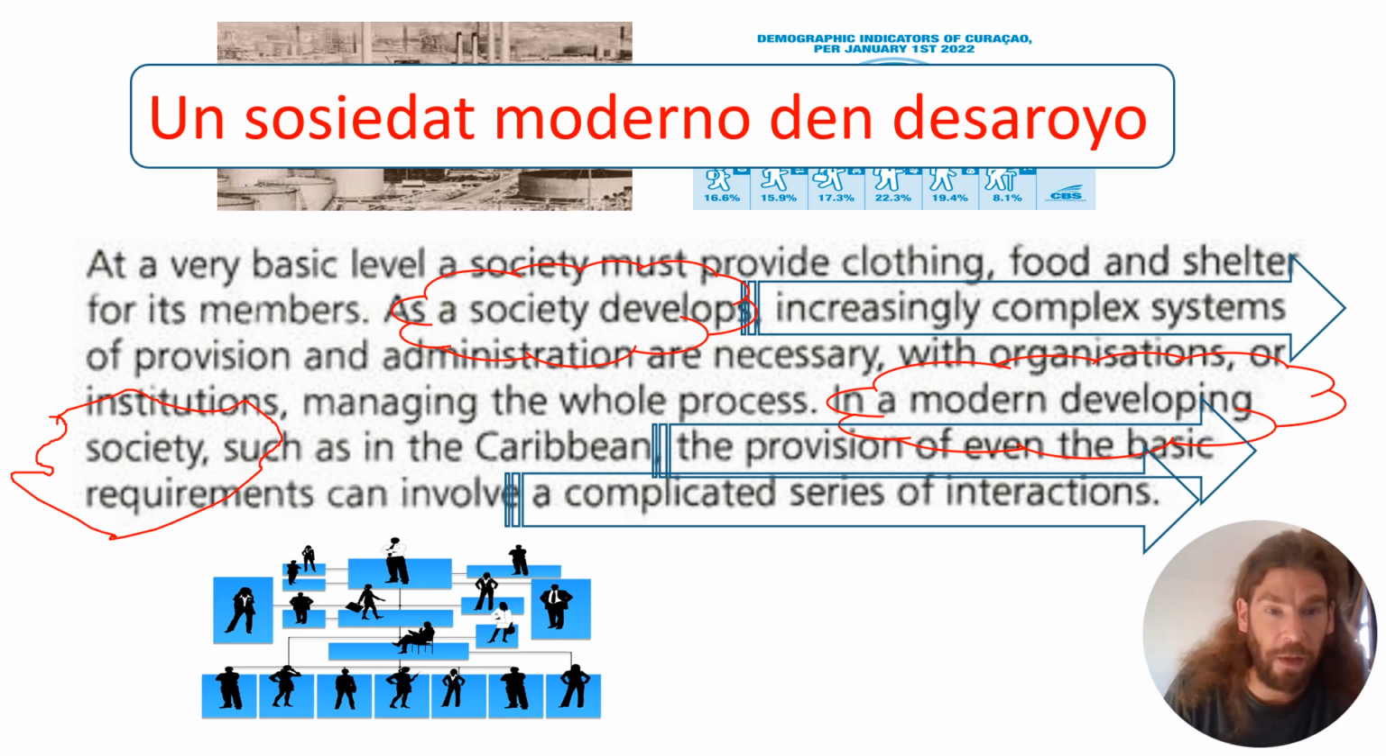And this all started in 1917 because the Shell didn't have enough skilled workers, so it needed to get skilled workers from abroad, and then the population started to grow from 30,000 to more than 100,000, and this created a sociedad moderna de desarrollo, where even the simplest provision for the people can require a complicated set of actions by the public servants.